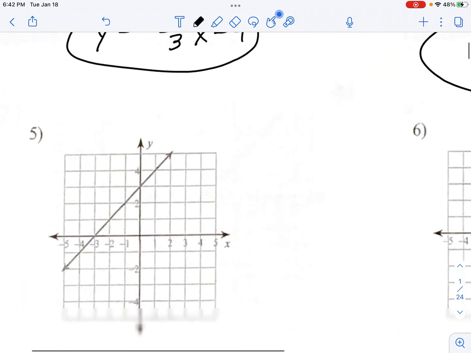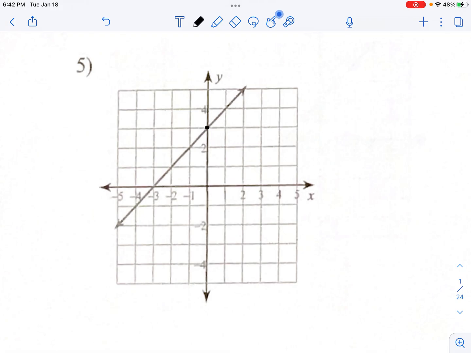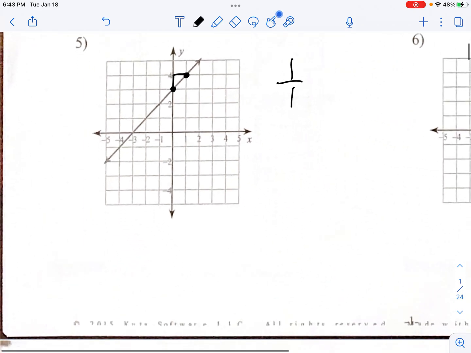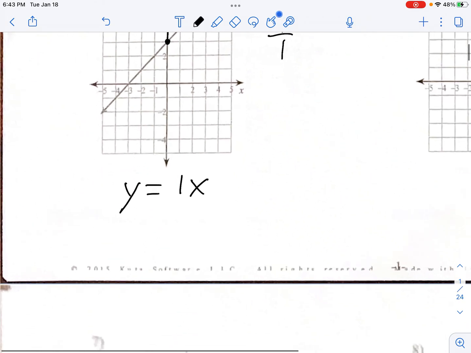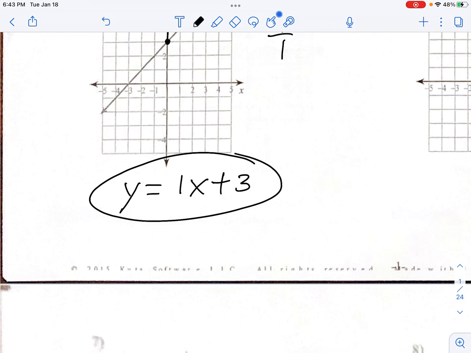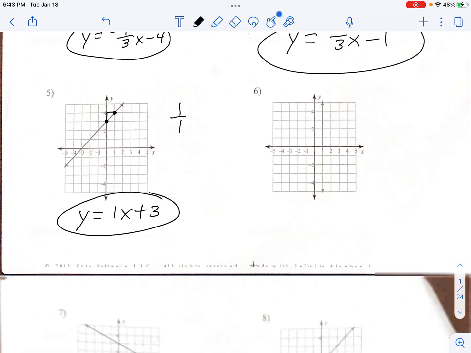All right, number 5. Again, your y-intercept is most generally your first clean point. And then you can literally see there's one right there. Again, all you need is 2. So left dot to right dot, we're going to go up 1 and right 1. So basically it's 1 over 1, or just 1. So y equals 1x, and then what's my y-intercept? 1, 2, 3. So plus 3, there's my equation. Remember, what we're doing right now is writing an equation from a graph, okay?